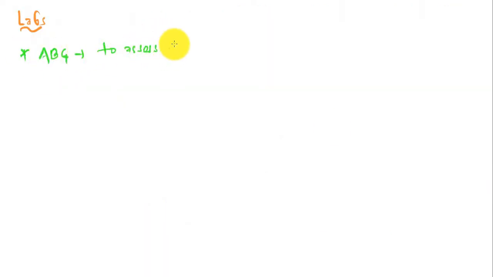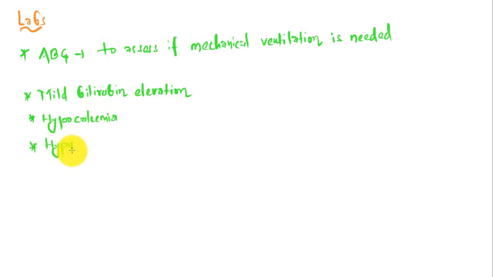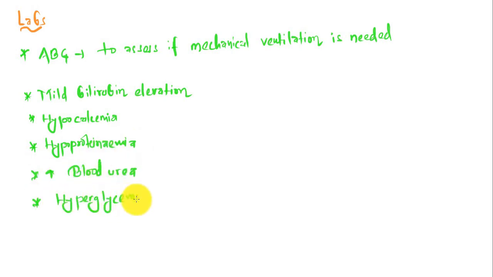Labs. ABG to assess the need for mechanical ventilation. Mild bilirubin elevation. Hypocalcemia, of course, because calcium combines with fatty acids. Hypoproteinemia, because the proteins are destroyed. Increased blood urea. Hyperglycemia, because the pancreas is affected. CBC shows leukocytosis.